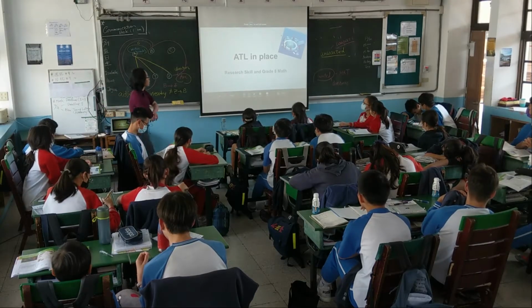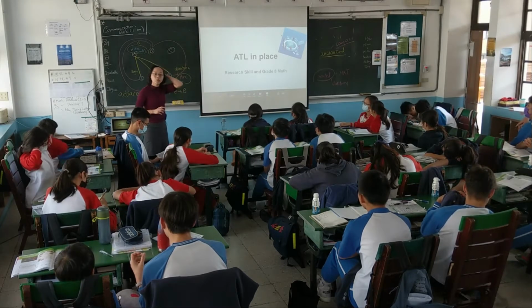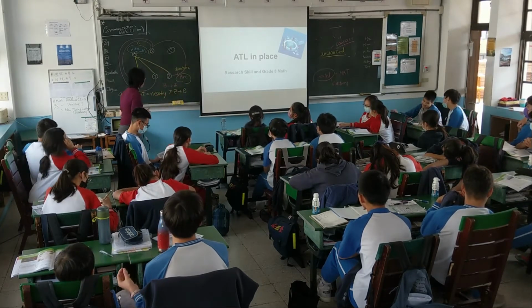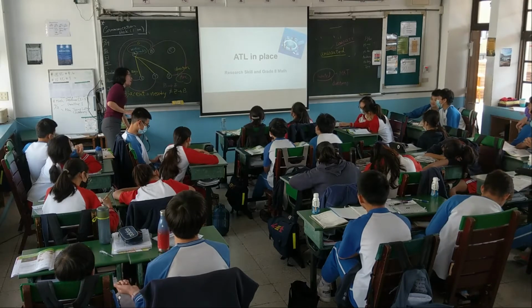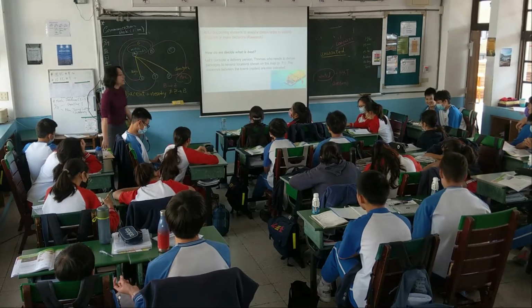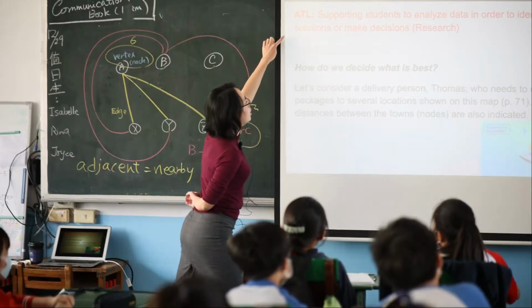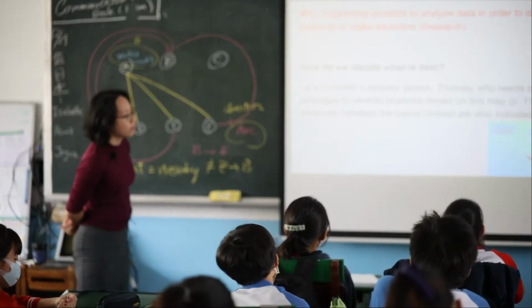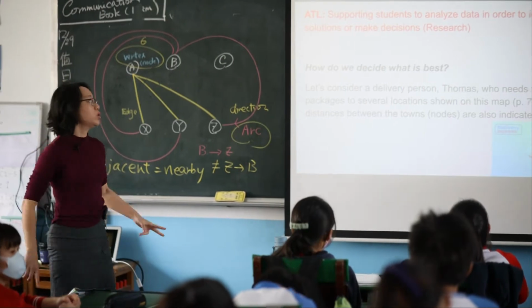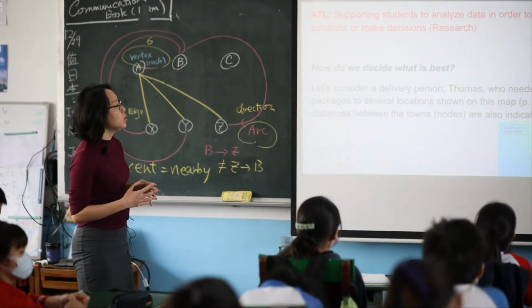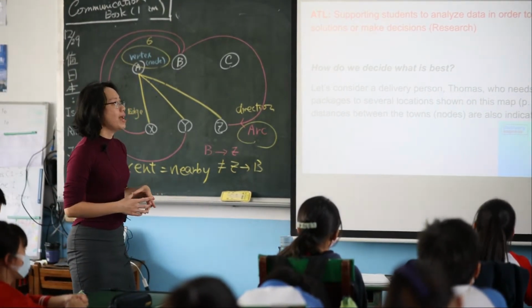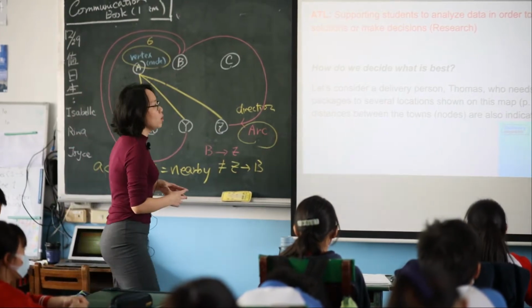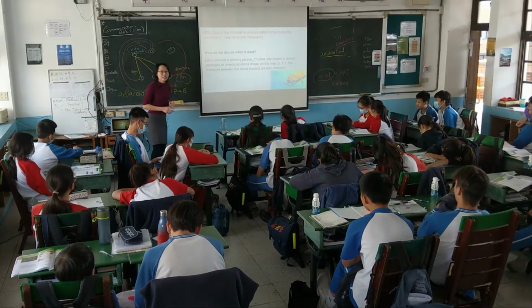All right, okay. So in this special class, we're going to work on one ATL skill. We work on research skill in math. Let's take a look at the details here, the red one. We're going to think about how you can support yourself, or how this class can support you, to analyze data in order to identify solutions or make decisions. We'll come back to the keywords later, but let's take a look at the scenario.